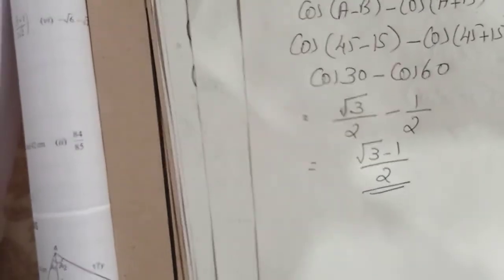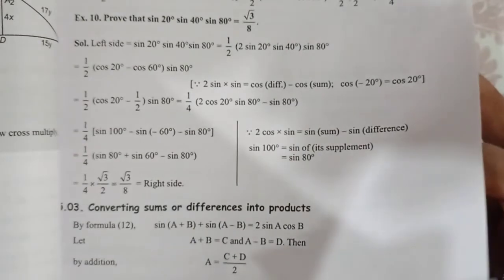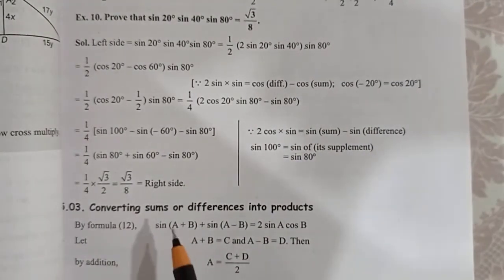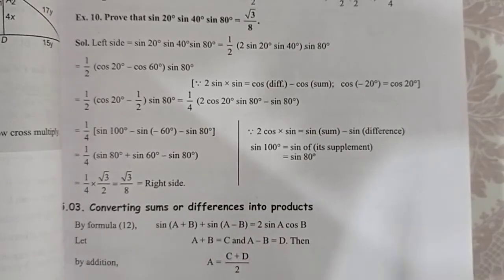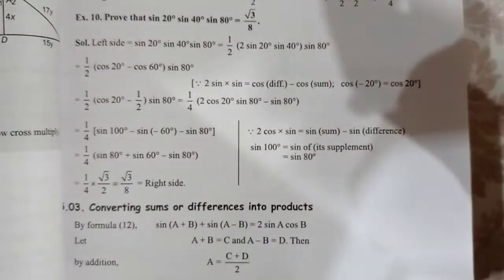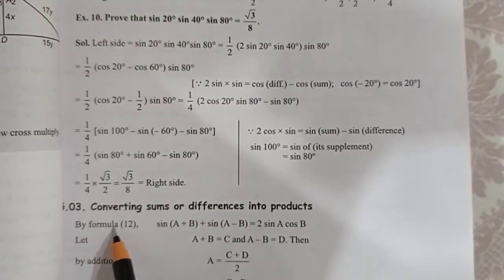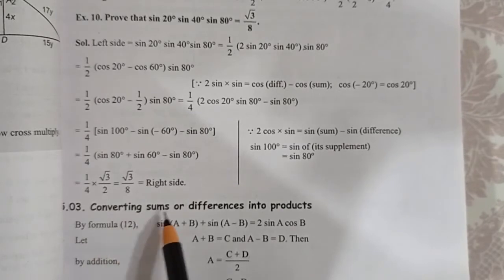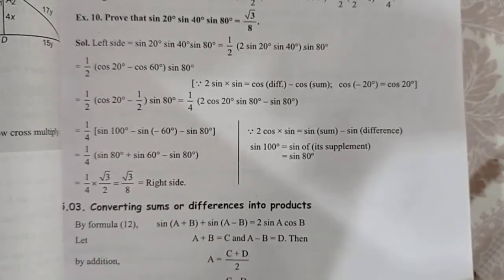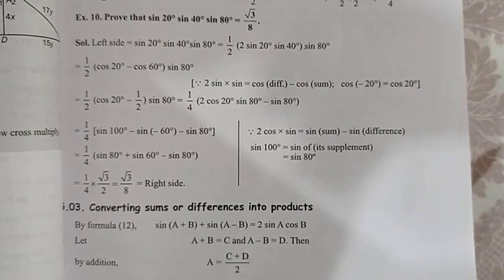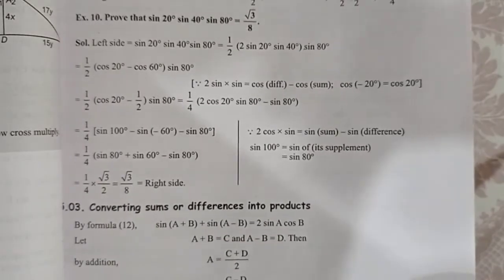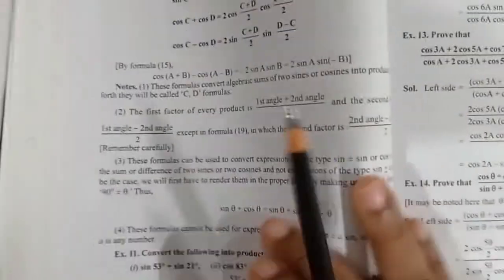Now, write down the next formula. Converting sums or differences into products. In the previous step, we converted the product into sums. Here, what is the step? Converting the sums or differences into products. Write down. Very important. All of you write down.